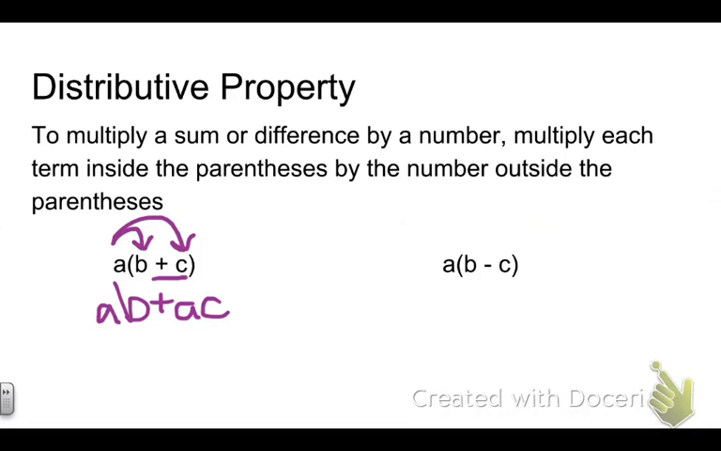So look at the second example. It's the same concept. You're going to take that outside variable a, and you're going to multiply it by b, and you're going to multiply it by c. So a times b is a times b, or ab, and a times, it's not c, a times negative c. You got to rely on all those rules that we worked so hard on at the beginning of the year. A positive a times negative c, positive times a negative is a negative ac, different signs. And that's the answer. You don't have to solve it any further than that.